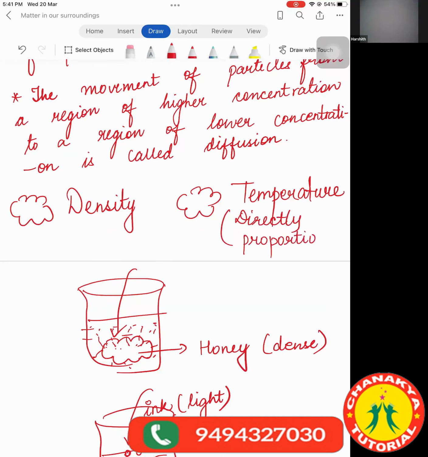Yes, ma'am. It means it is directly related. If you are increasing the temperature, the diffusion will increase. If you are decreasing the temperature, the diffusion is going to decrease. Right? And if we talk about the density, if the things are denser, then the diffusion is lesser. It means it is inversely proportional. It is inversely related. Clear?